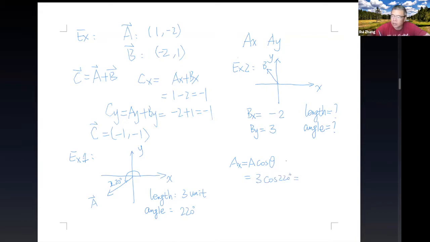And this gives you negative 2.3, okay? Or negative 2.298 or something, okay? Now, Ay equals A sine theta, which equals 3 times sine 220, which is gonna be negative 1.9, okay? So these are the correct answers, okay? Well, you may feel like, I don't remember these formulas, okay? So you don't have to memorize them, right?